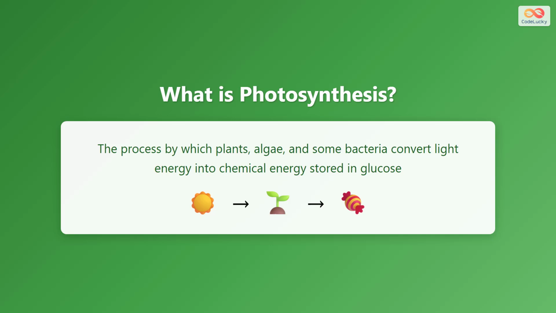At its core, photosynthesis is the process by which plants, algae, and some bacteria convert light energy into chemical energy stored in glucose molecules. Think of it as nature's way of capturing sunlight and packaging it into a form that living things can use. The process takes light from the sun, combines it with water and carbon dioxide, and transforms these simple ingredients into glucose, which is a type of sugar that serves as food and energy for the plant.